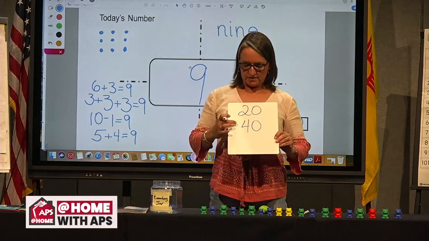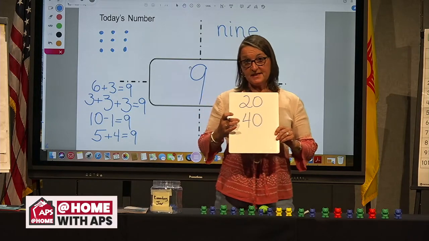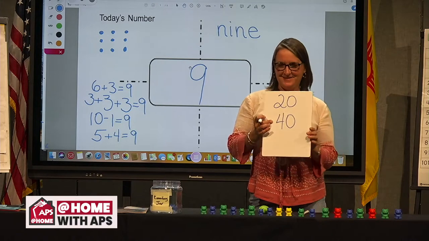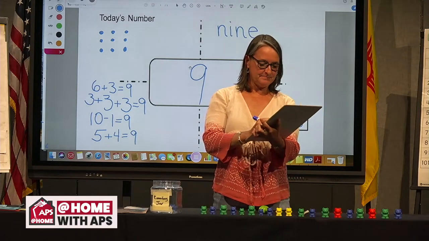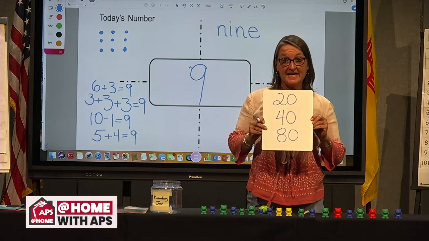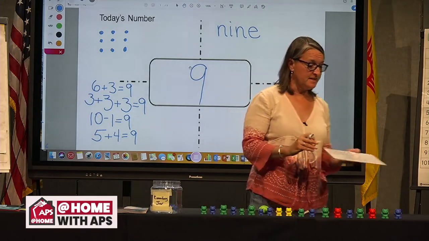So first graders are looking for 40 things to count. And second graders are going to double that 40. What's 40 plus 40? I knew you knew. It's 80. Second graders are going to look for 80 things to count, and that is your counting jar assignment for today.